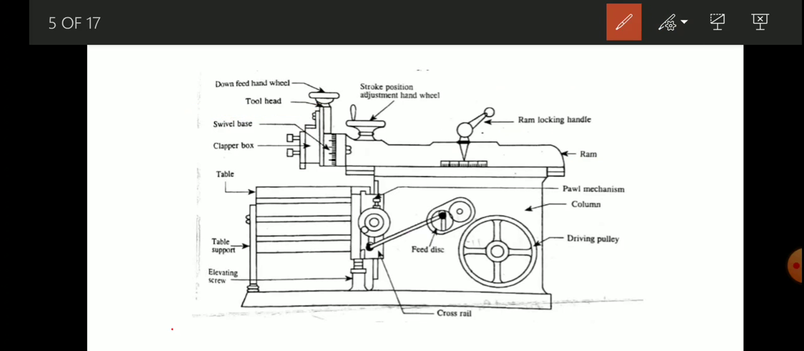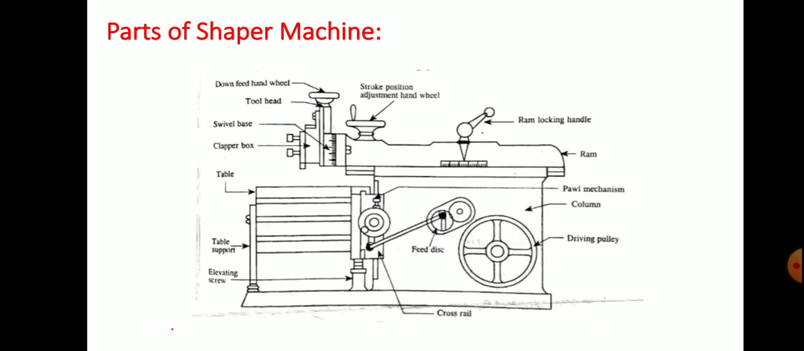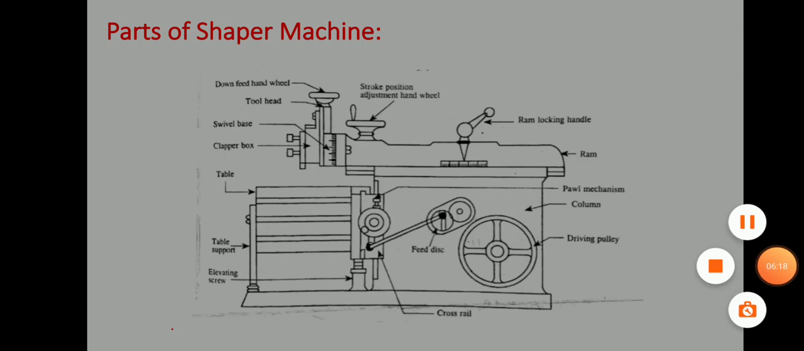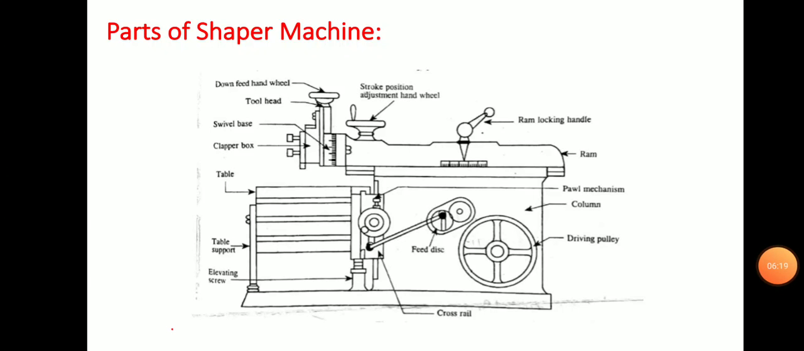This was the simple explanation. These were the simple parts of the shaper machine. So in the next topic we will study the shaper mechanism and the Whitworth quick return mechanism. Okay, thank you.